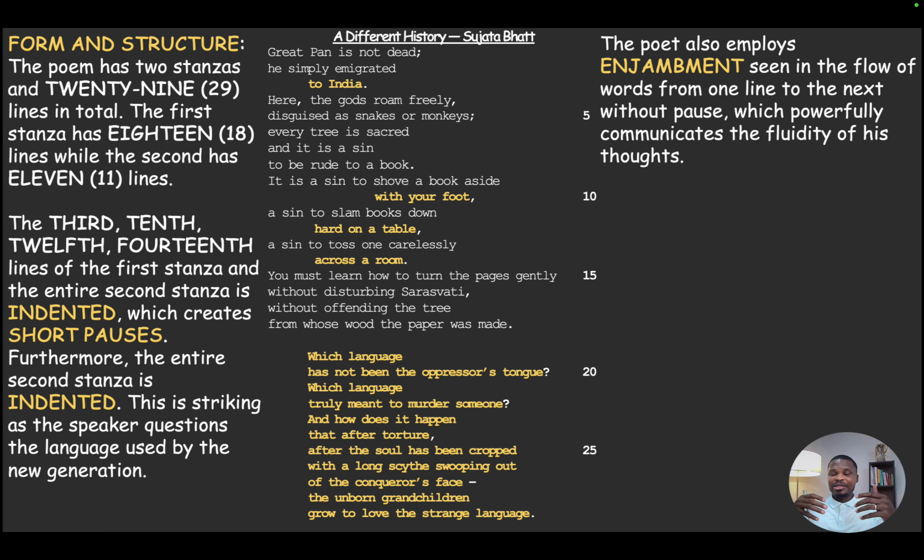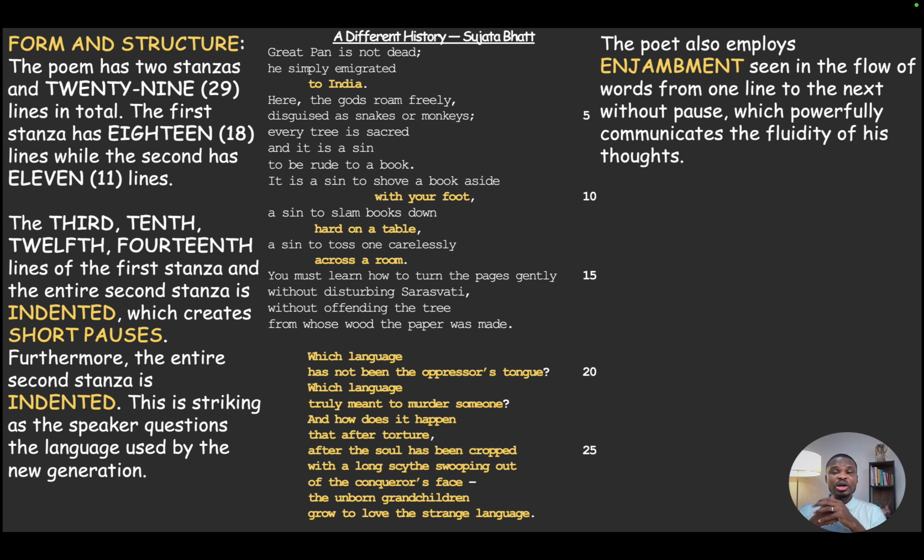All right. Now, however, the indentation of the entirety of the second stanza shows that she wants it to be at the forefront of the reader's mind, right? Because in this instance, she's questioning language and how language is used by the new generation and then older generations, in the subjugation of people.